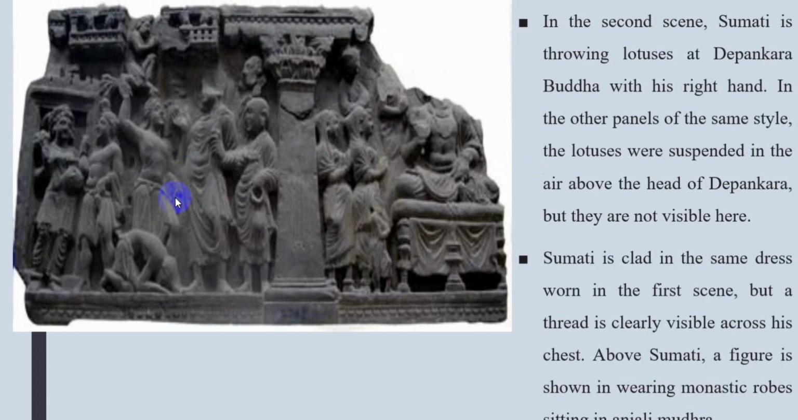And Sumati is clad in the same dress as he wore in the first panel discussed earlier, but a thread is clearly visible across his chest. Here you can see the thread which he wears tied across his chest. Above Sumati, a figure is shown wearing monastic robes and sitting in Anjali Mudra pose.